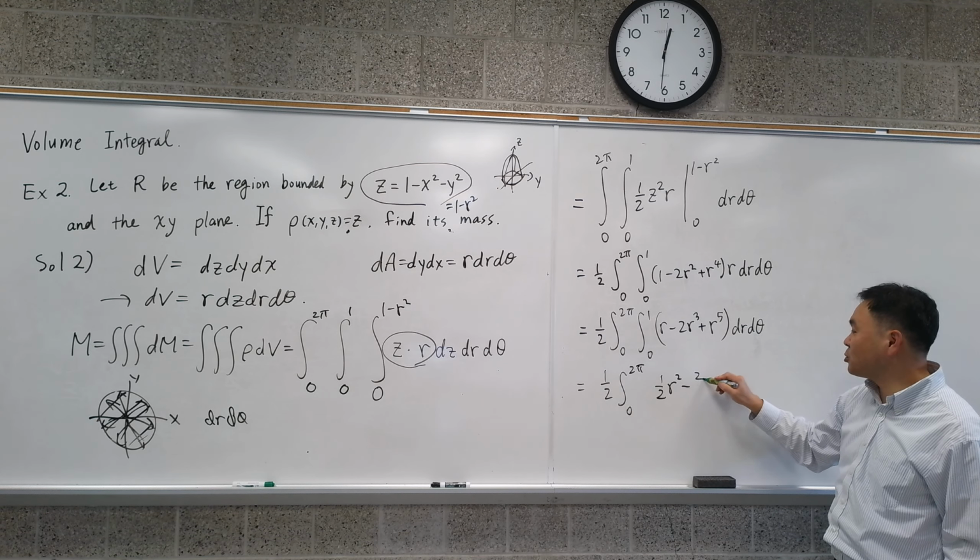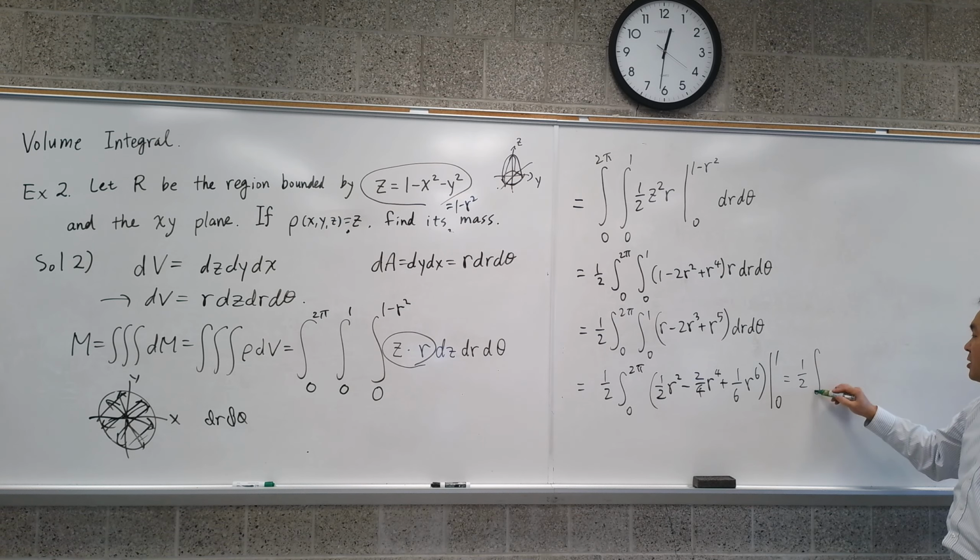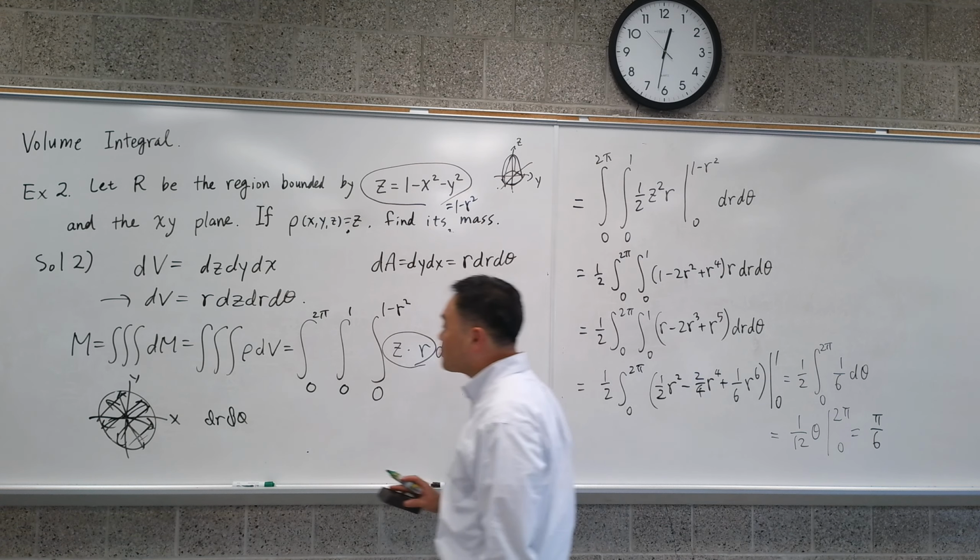Okay, so my previous answer was definitely wrong. If you plug in 1, these two just cancel out and you get 1/6. Okay? So you have 1/2 integral from 0 to 2 pi of 1/6 d theta, and that's just 1/12 theta. 2 times 6 is 12, right? You plug in 2 pi and 0, so you get pi over 6. Okay. Really? Okay. So I wonder where the mistake was.